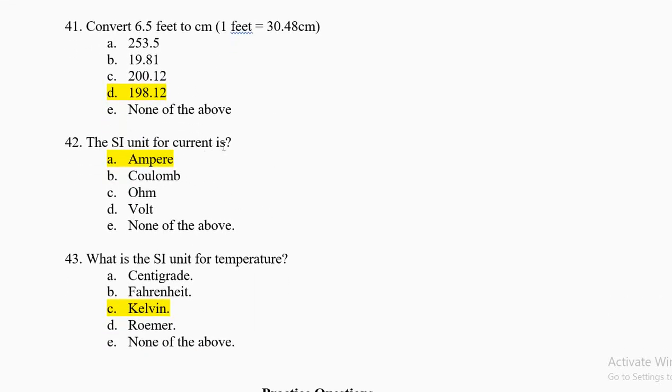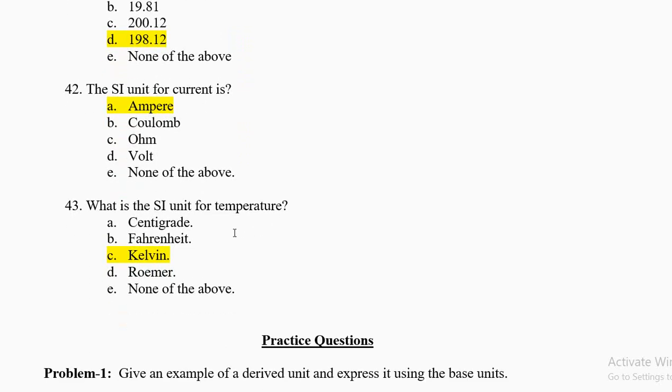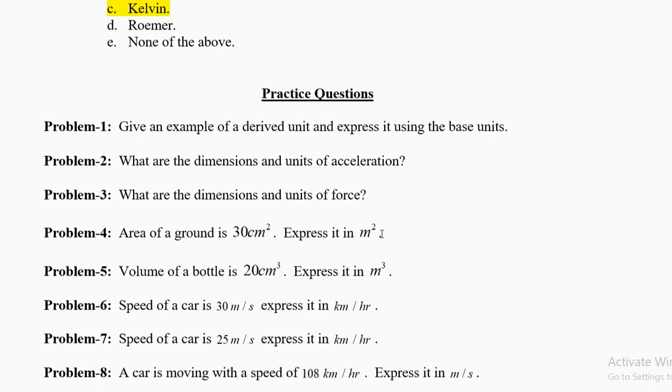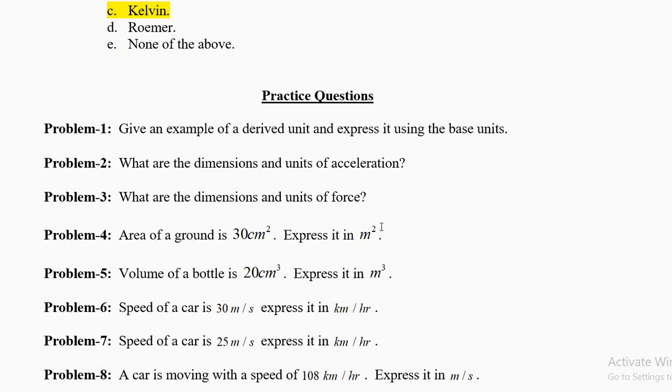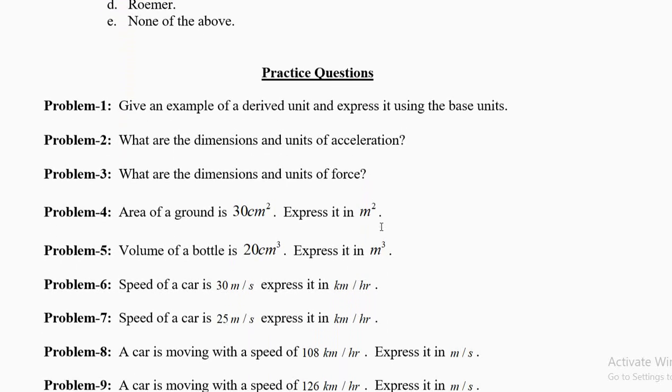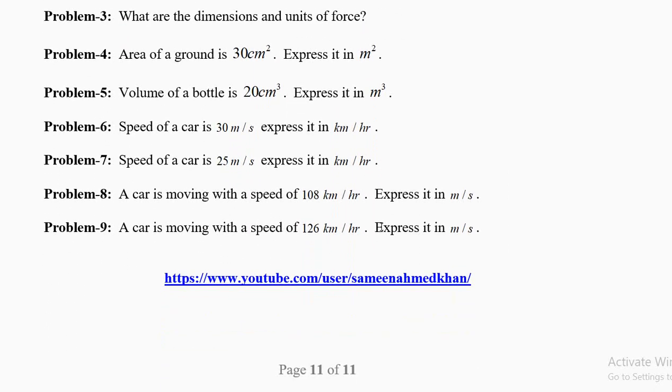The SI unit of current is ampere. Correct. What's the SI unit for temperature? It is Kelvin. Now here we have some 9 practice questions. Go through them. We'll discuss them in the class, and let me know if you find any one of them difficult. So this is all about the units.